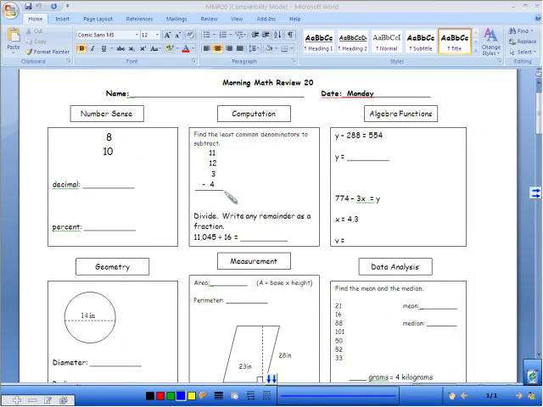Okay, today is week 20, Monday, and there were quite a few different skills today. So I want to make sure that we're all on the same page with how to do these, and you can have this at home if you would like to use it as a resource.